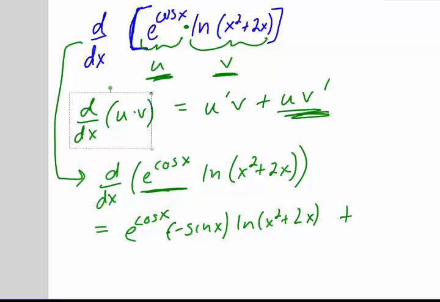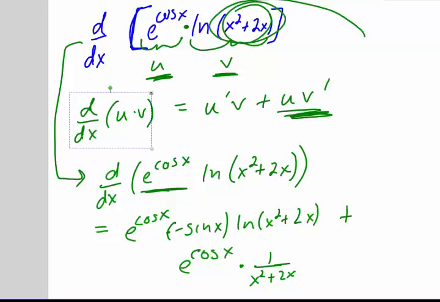Then I'm going to add my u v prime. So let's put in our e to the cosine x. That's my u. And then I'm going to derive my natural log expression. So that becomes 1 over x squared plus 2x. But remember, you have to derive the inners of this natural log. So I have times 2x plus 2. Now, of course, I could just rewrite this and put the 2x plus 2 on the top if I want to. Okay. And there is your derivative of that expression.